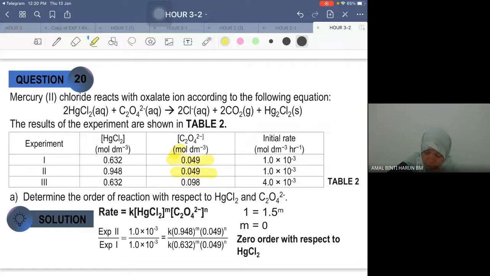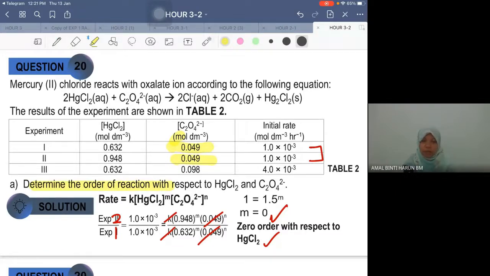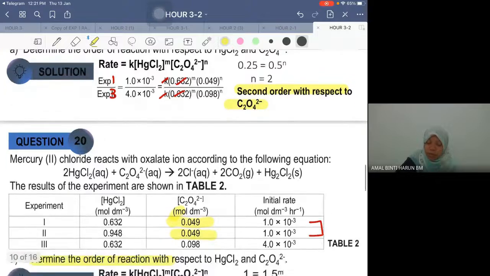Oxalate with oxalate, so that you will cancel. K cancel, K cancel, oxalate cancel, oxalate cancel. So, experiment... which experiment is this? Experiment 2 divide by experiment 1. So it is zero order with respect to mercury chloride. Okay, because the question asks to determine the order of reaction with respect to. So it is zero order with respect to mercury chloride and second order with respect to oxalate.